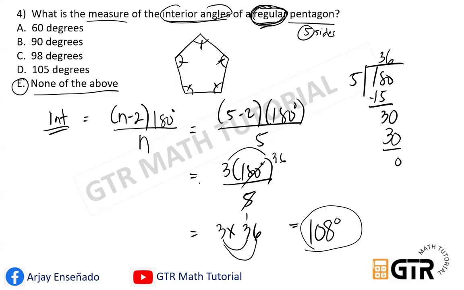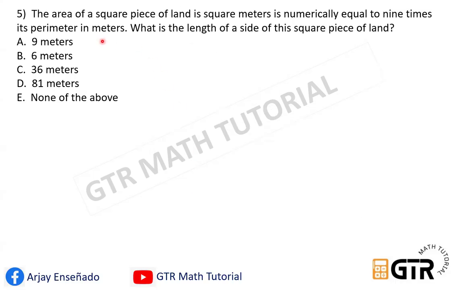Okay, so next, number 5. The area of a square piece of land, maybe this is in... correction, this is in square meters. The area of a square piece of land in square meters is numerically equal to 9 times its perimeter in meters. What is the length of the side of this square piece of land?